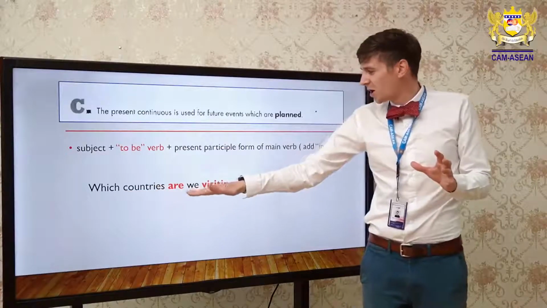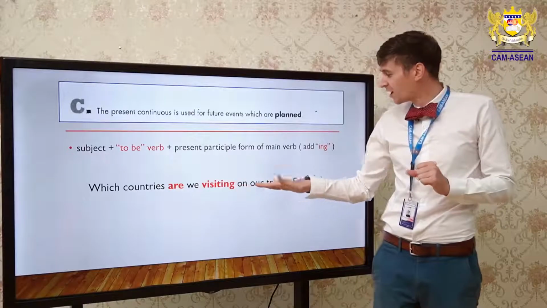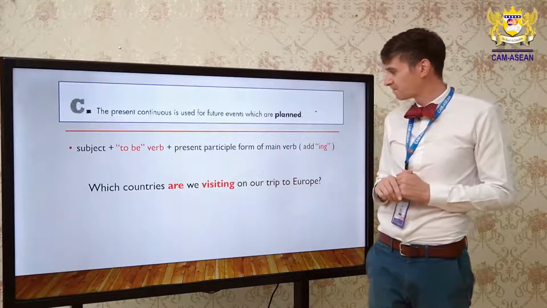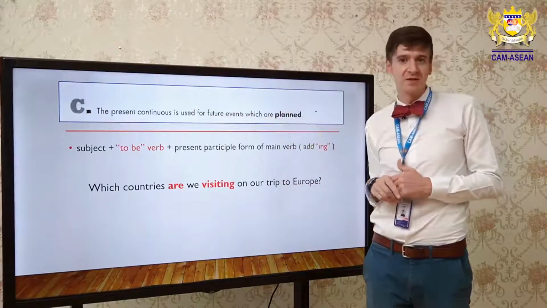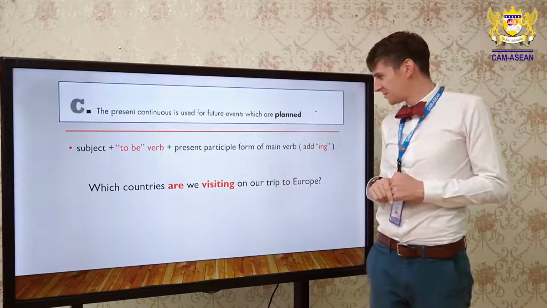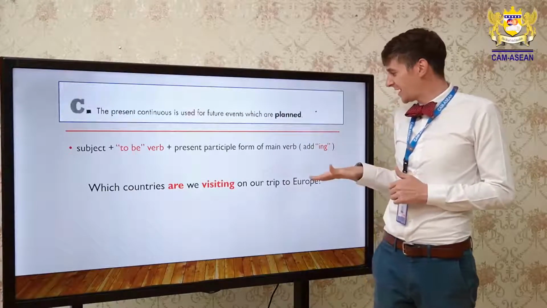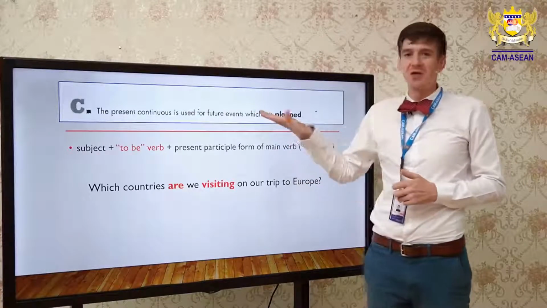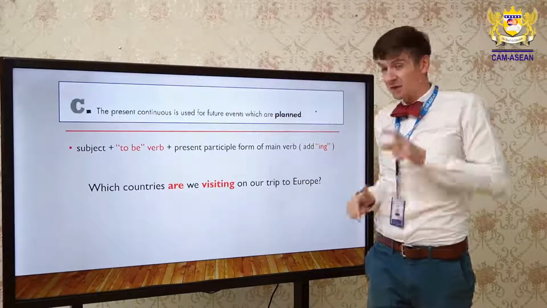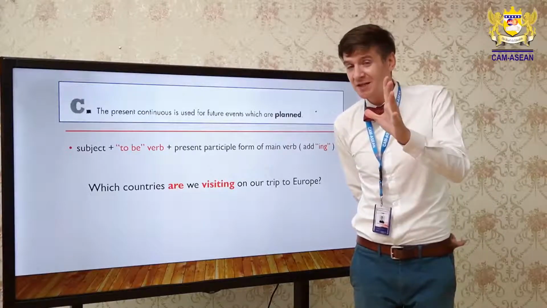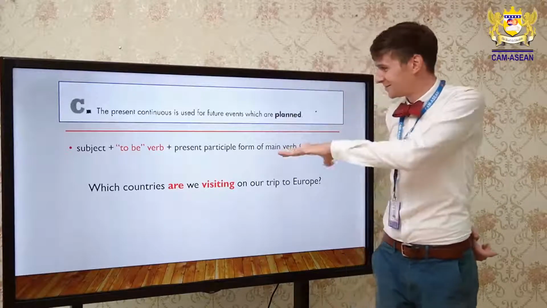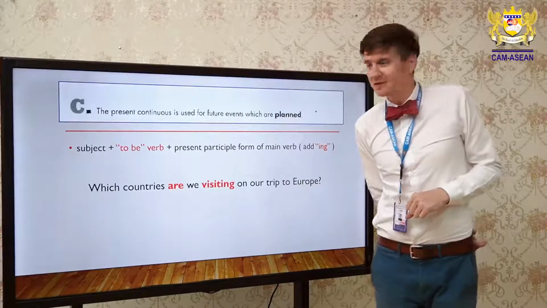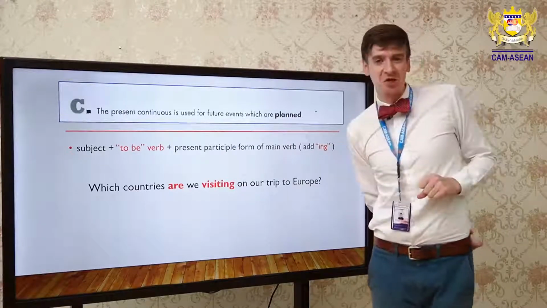Which countries are we visiting on our tour to Europe? Future events. They haven't traveled to Europe yet. It's a future event. But they're planning to. They're planning to visit countries in Europe. Something in the future that's planned.